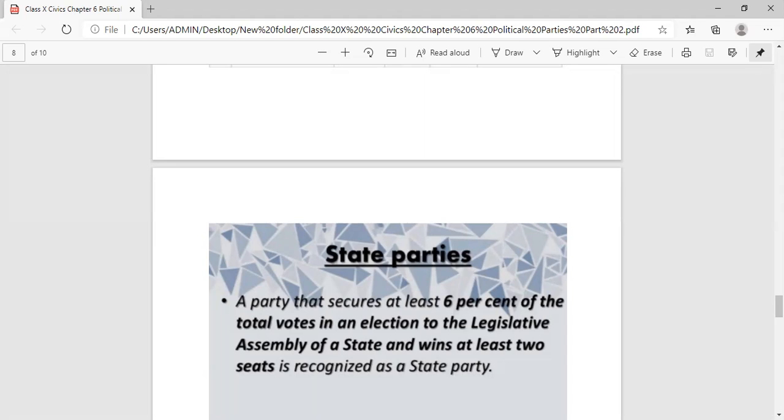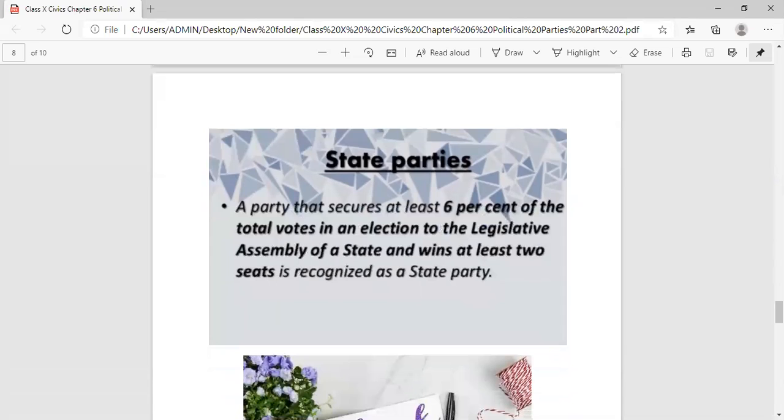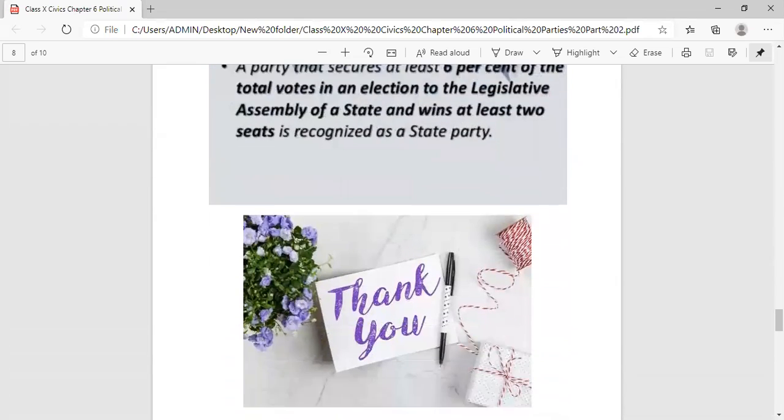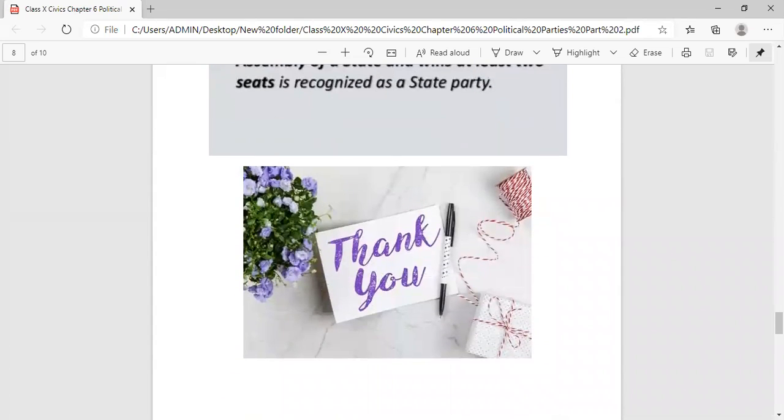So these are the main differences between a regional party and a national party, which is very important from your examination point of view. In the next class, we will learn about the challenges to political parties and how parties can be reformed. By this, I completed part 2 of Civics, Chapter 6, Political Parties.